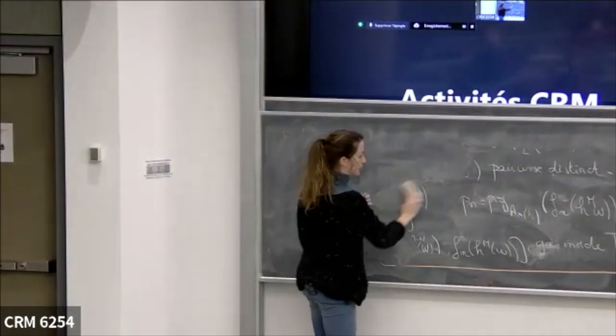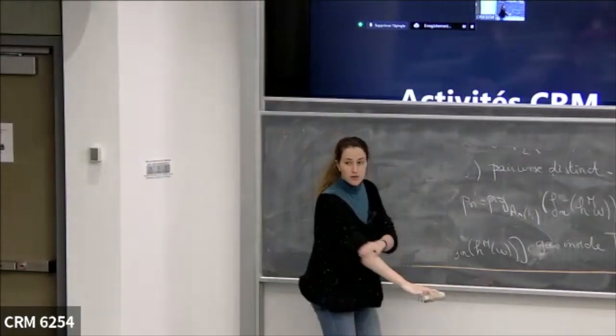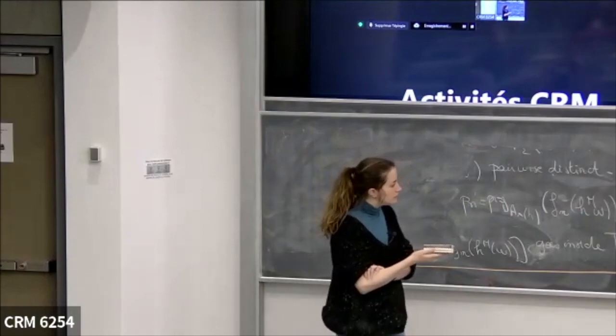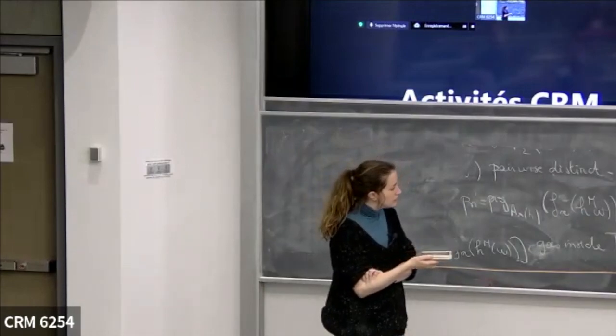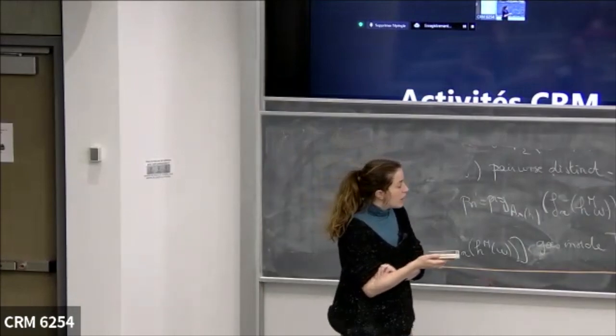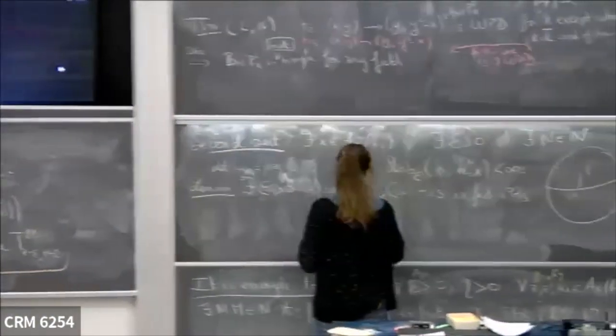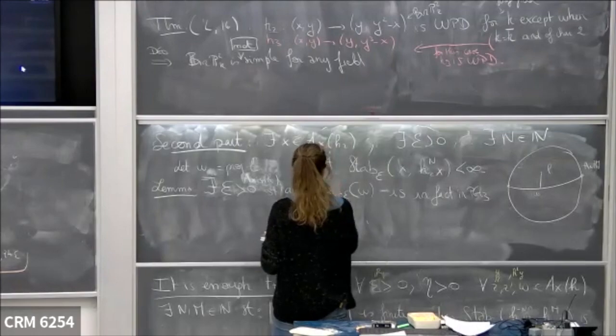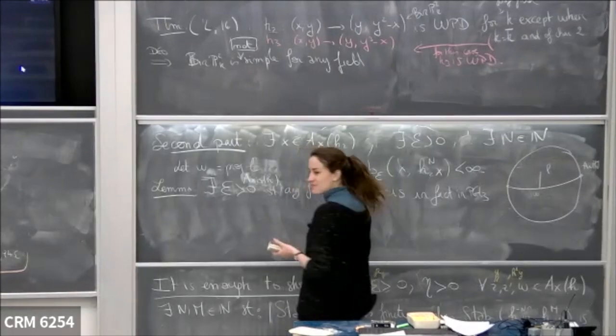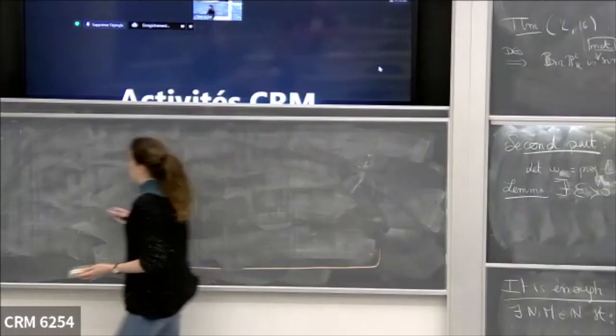Can I ask a question? Yeah. So the statement says that there exists an epsilon greater than zero such that any f in what? Sorry. In the epsilon stabilizer. Yeah. Okay. Yeah. Sorry. It doesn't make any sense. So now let's say.